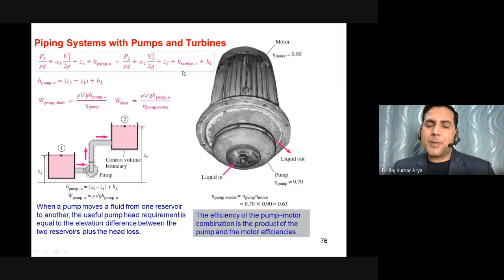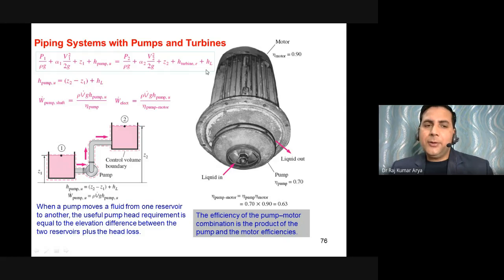And this is power extracted by the turbine. So this is the thing. And this is all the losses including from point 1 to point 2. All the losses including major and minor both.